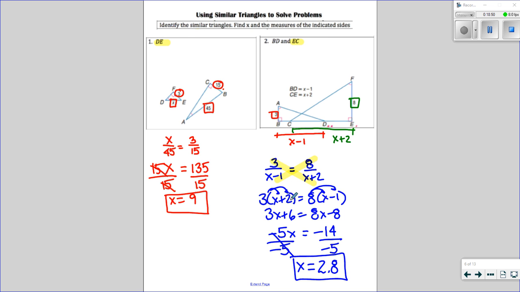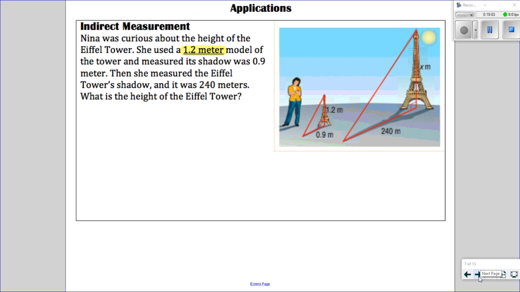Let's make sure I have everything correct. Yep. Alright. So again, it's all dealing with similar. If they tell you the triangles are similar, then you can set up the proportion and solve for the variable. Okay. Again, so you're going to see this in word problems.